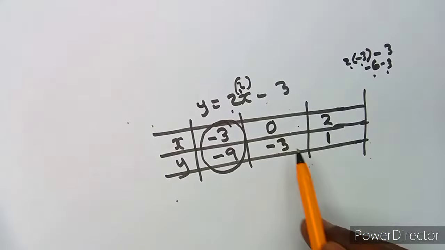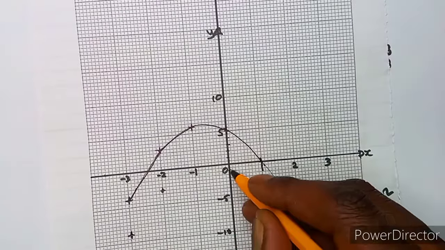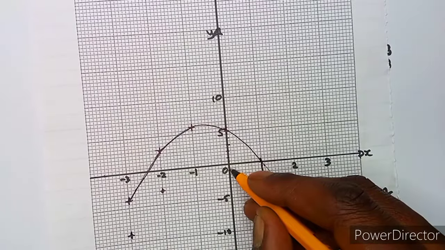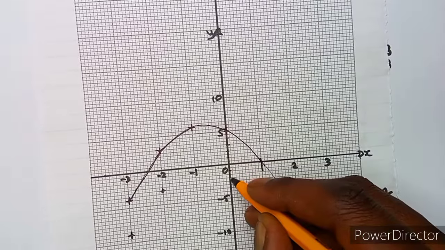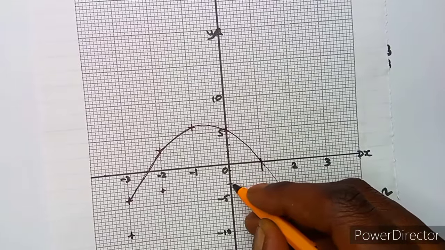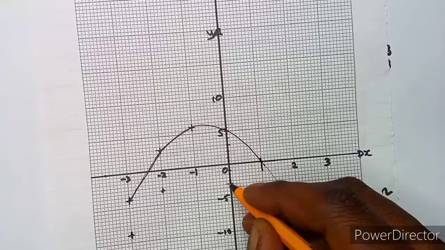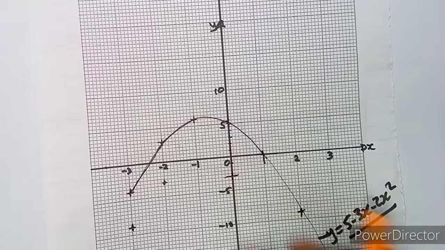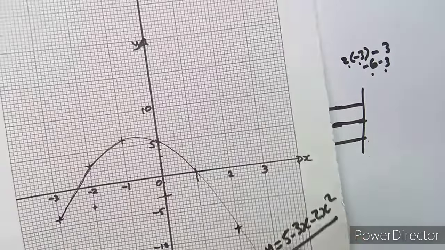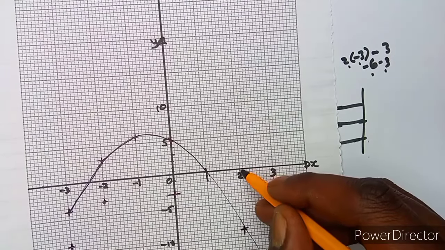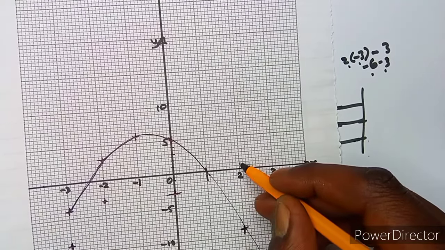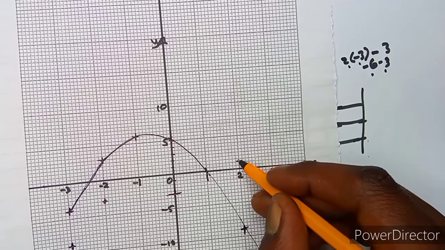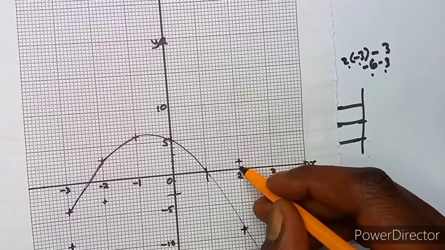Then 0, minus 3. That's 6 boxes going downwards: 1, 2, 3, 4, 5, 6. That's where you have your minus 3 here, 6 boxes going downwards. Okay, that's 0, minus 3. Then 2, 1. Remember I said 1 is represented by 2 boxes, so you count 2 boxes going upwards. That's your 2, 1 here, 1, 2.